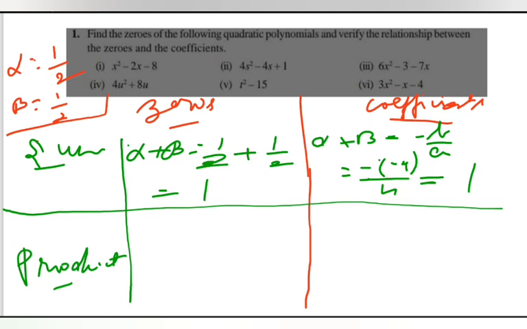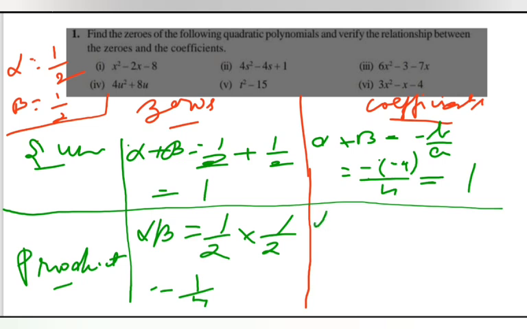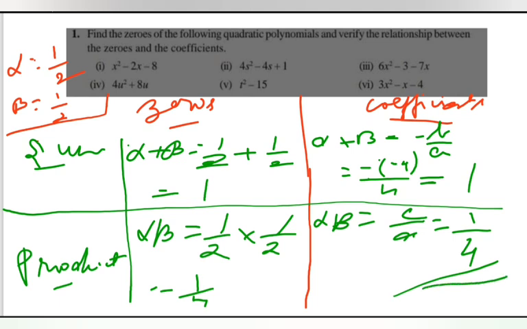Now the product, alpha into beta, that is 1 by 2 into 1 by 2, that is 1 by 4. The sum is already satisfied. Now we are checking the product. To find the product for coefficients, we have another formula, c by a. Here c is 1 and a is 4. So hence both are satisfied.